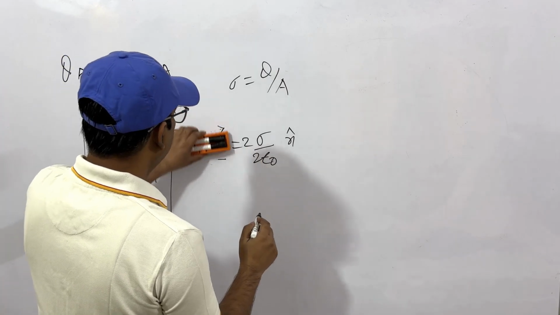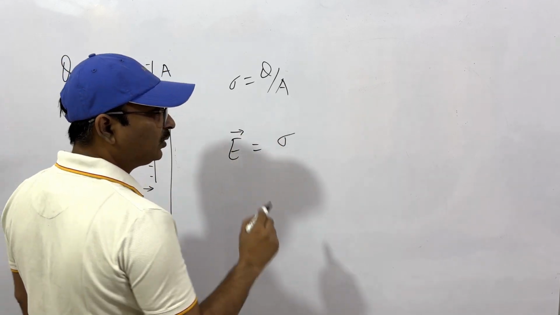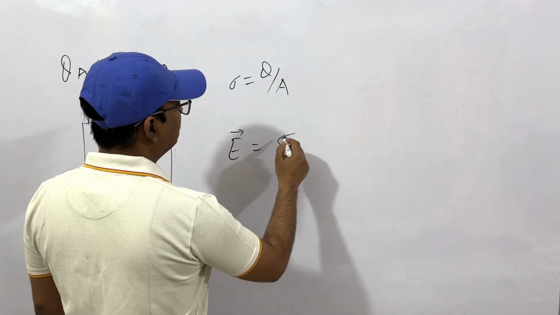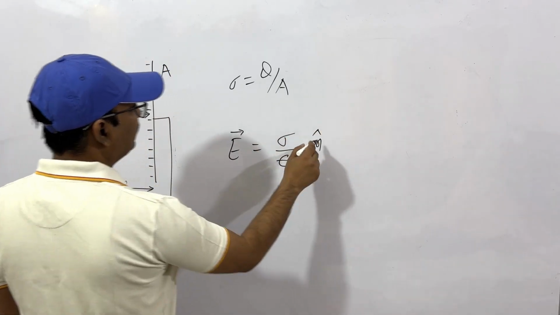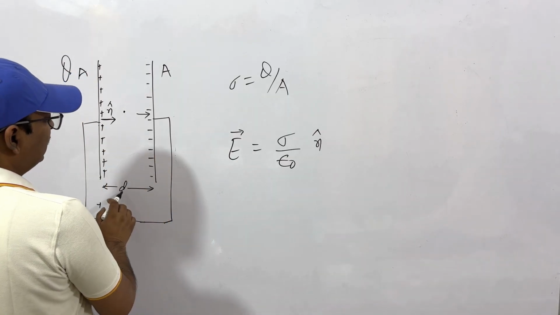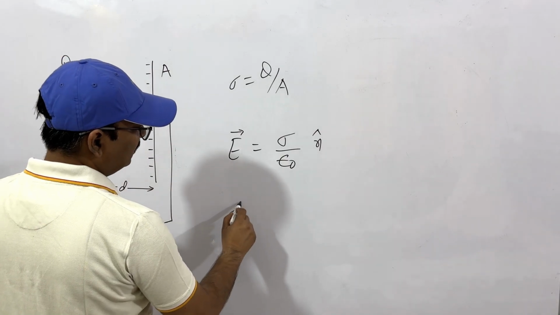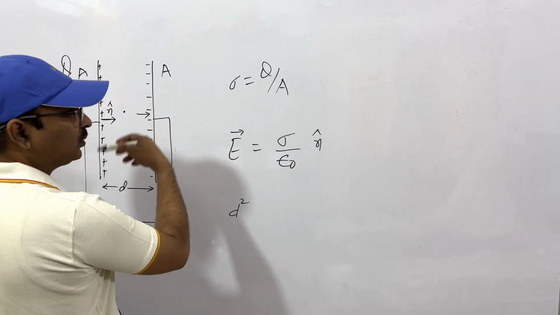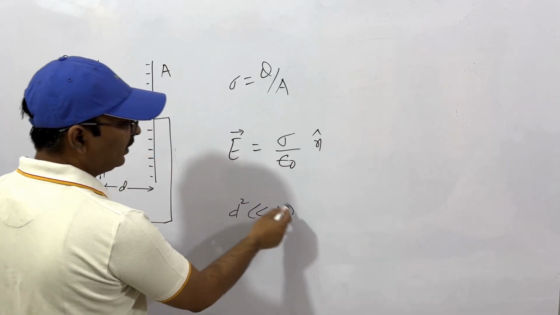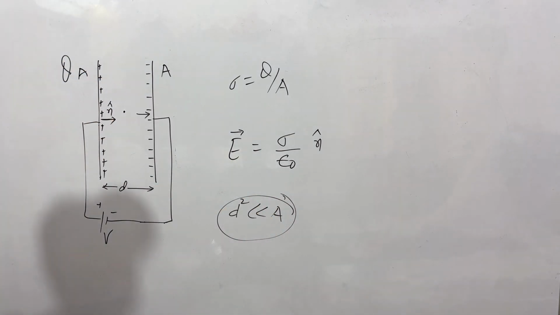So what you finally get for the electric field intensity is sigma by 2 epsilon 0 plus sigma by 2 epsilon 0. So you get sigma by epsilon 0, and the direction, if n denotes this, is from the positive plate to the negative plate. This is given that the distance d is very small compared to the area of the plate, whether it be a disc or a rectangle, so d squared is very much less than A. This is the condition. So we have defined the electric field as sigma by epsilon 0 n.